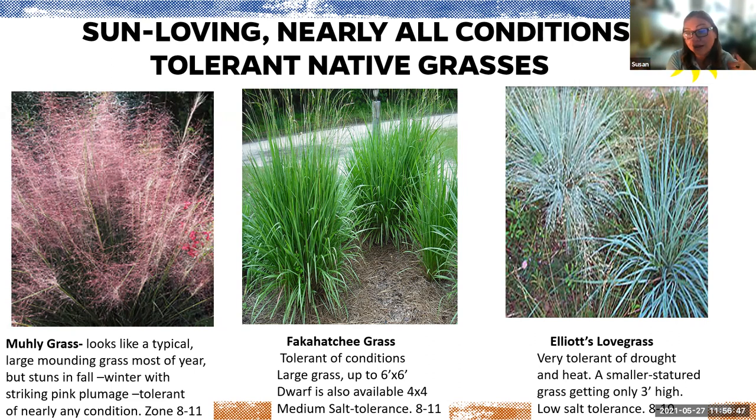And Elliott's love grass, very tolerant as well. It can take a little bit more shade than most of the grasses, so this is a great choice for a little bit shadier area. And it's also a much smaller statured grass, getting only about 3 feet high at the most. Usually you'll see it more like 1.5 to 2 feet really at the most, because it kind of cascades down a little bit as it gets taller.